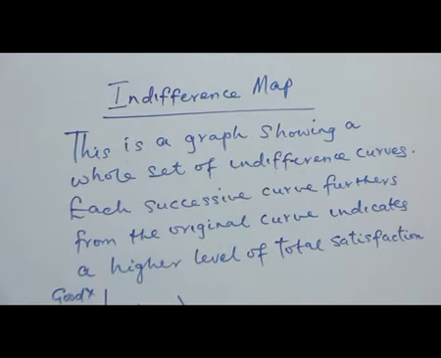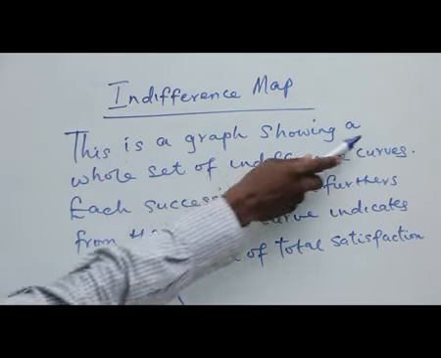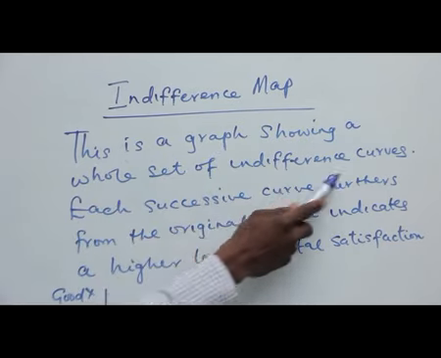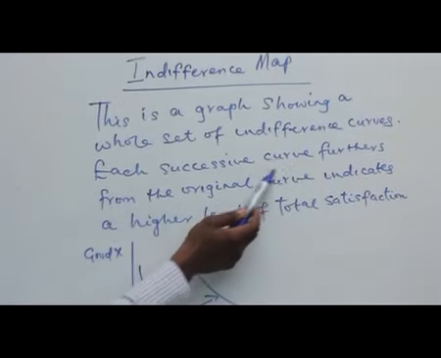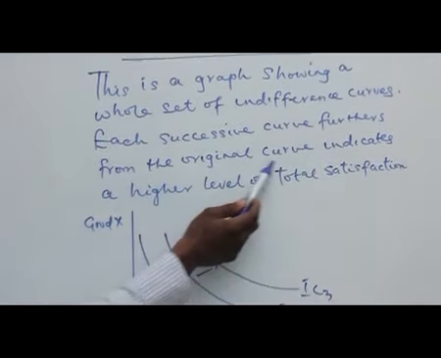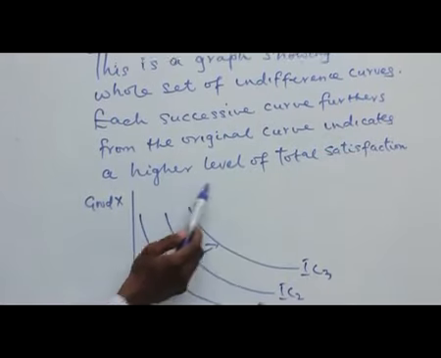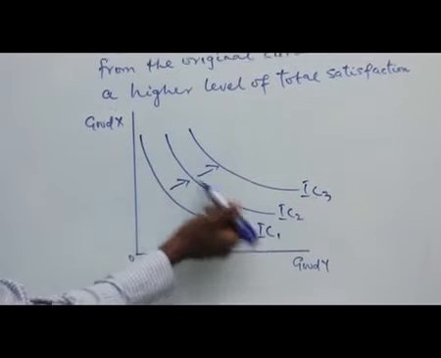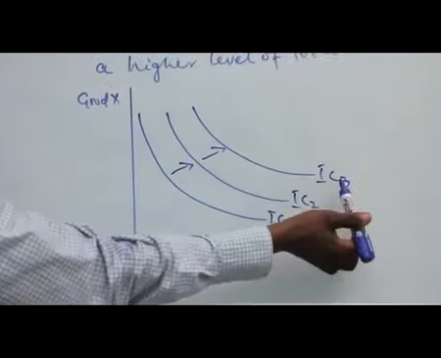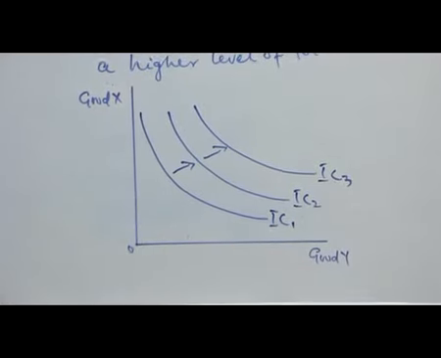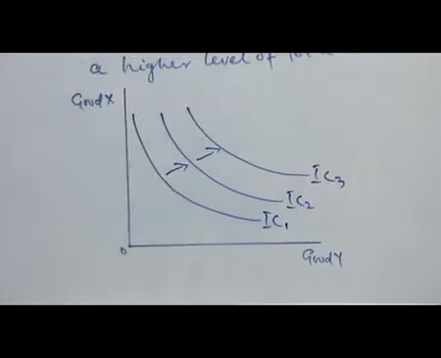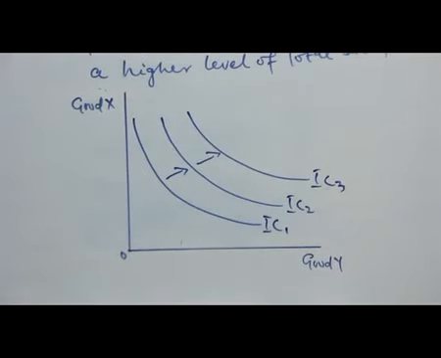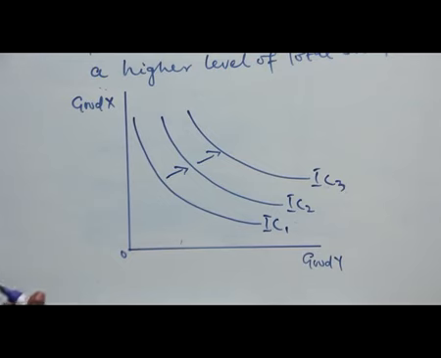Indifference map. This is a graph showing a whole set of indifference curves. Each successive curve further from the original curve indicates a higher level of total satisfaction. This is an indifference curve, this is another indifference curve, and this is another indifference curve. The combination of all these curves leads to what we call the indifference map. And what we are trying to understand in the indifference map is the level of satisfaction that a consumer will derive from consumption of two commodities.